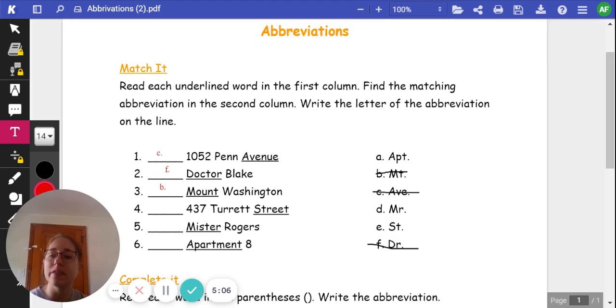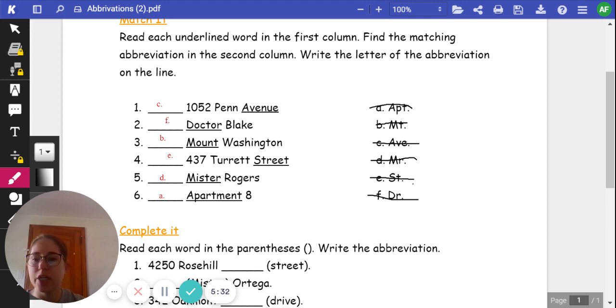Go ahead. 4, 5, and 6 you're going to do on your own. 4 is an address, 437 Turret Street. 5 is the name, Mr. Rogers. And number 6 is also an address for apartment 8. Go ahead and write down just the letters that they match with of the abbreviations. Pause, and we will check back when you hit play.